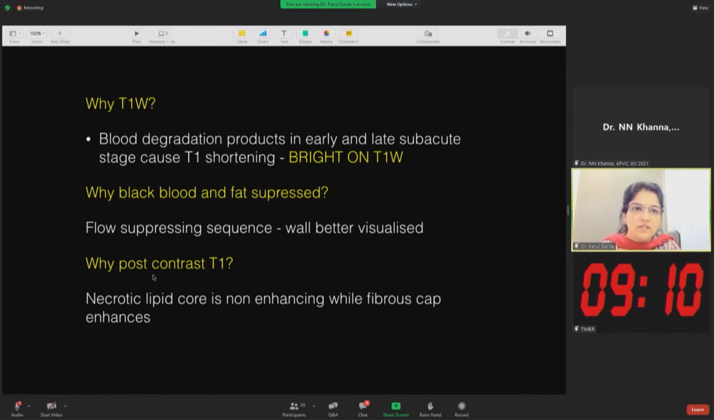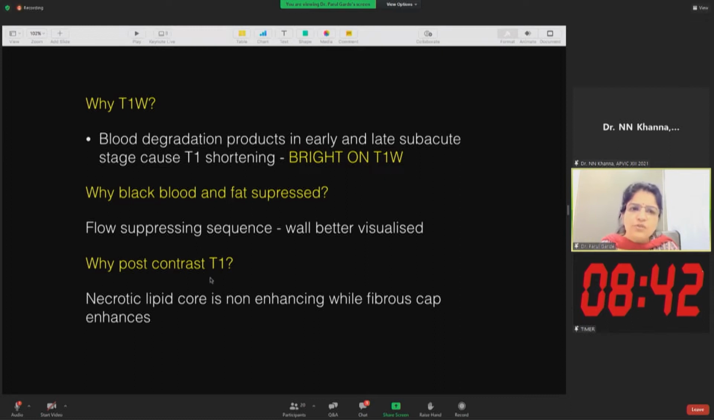Now, why T1 weighted image? A T1 weighted image is used because the blood degradation products in the early and late subacute stage cause T1 shortening. Hence, they look bright on T1 weighted sequence. Why black blood? It's a flow suppressing sequence, so the lumen becomes black. And fat suppressed is so that the fat around the wall gets suppressed. So the wall of the vessel is much better appreciated using this sequence.